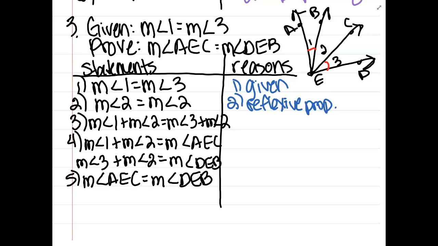I want you to look at maybe the first step. See how the first step says the measure of angle 1 equals the measure of angle 3? The third step says the measure of angle 1 plus the measure of angle 2 equals the measure of angle 3 plus the measure of angle 2. What changed? I guess it skipped from step 1 to step 3.